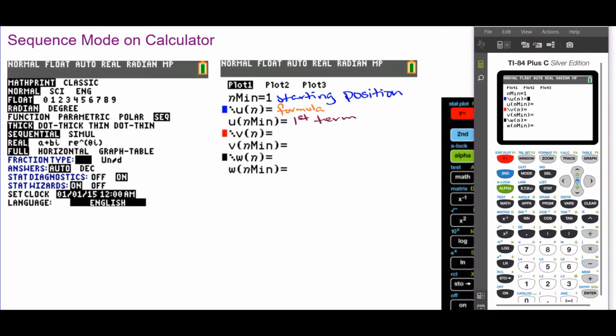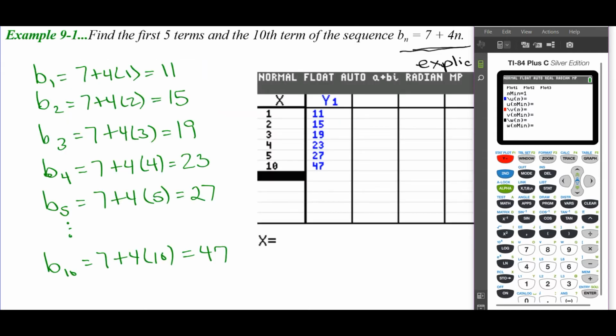All right, so let's go back and take a look at some of the examples we did and just do them again using this sequence mode. Okay, so this was the first example that we did. That was an explicit formula. So for explicit formulas, using sequence mode really has no real benefit as opposed to just using your y equals, but it's an option, so we'll take a look at it. So we're going to put our formula in. So remember the u n is my formula, so I'm just going to type in my explicit formula.